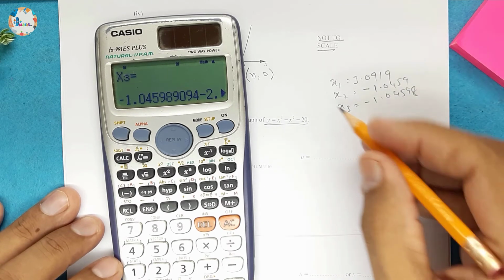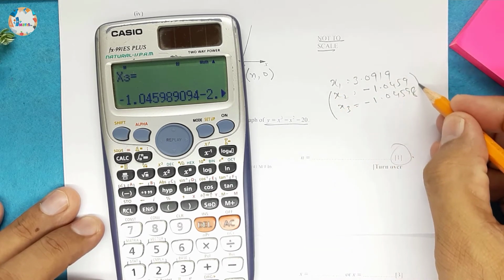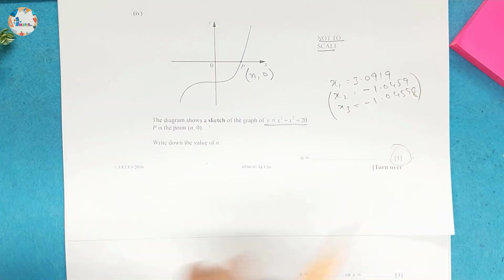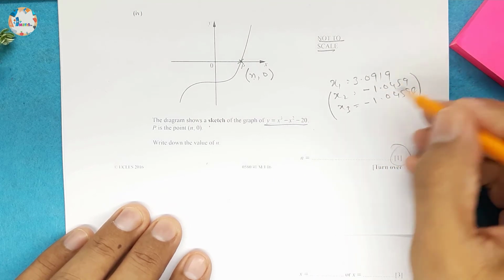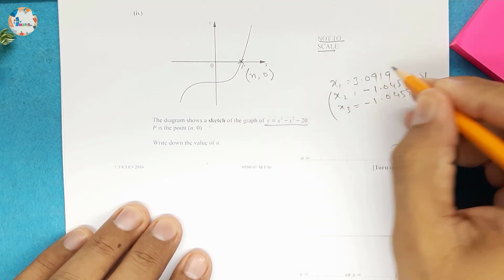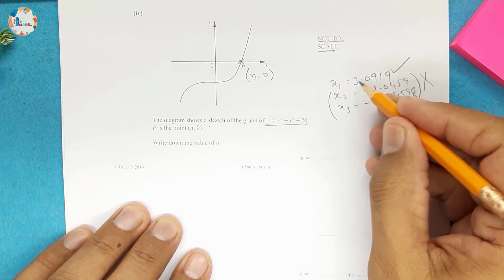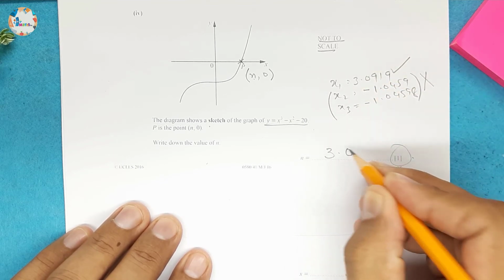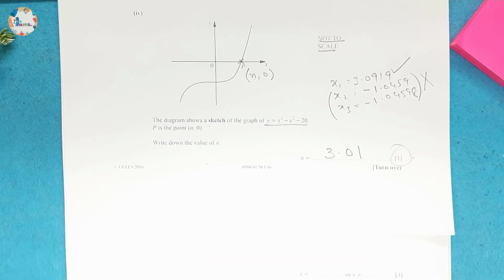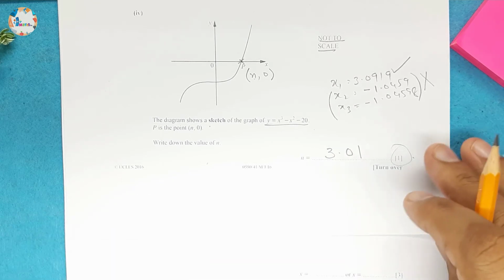And x3 will be -1.05498, like this one. So these two values we will not be taking because these two values are negative, and our P point is on the positive x-axis. So we'll reject these two values, and this value we can write as 3.01. So 3.01 will be our answer up to 3 significant figures. This is done.